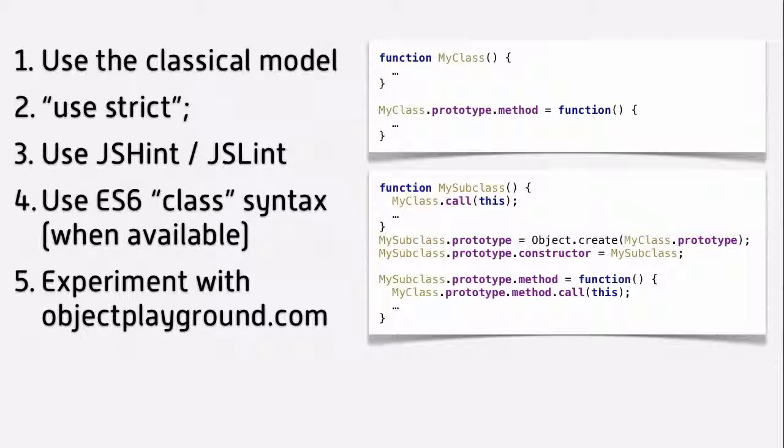And finally, experiment with Object Playground. I created that site specifically to be a way to learn more about object-oriented JavaScript. You'd be surprised what you can find out about it. For example, go ahead and see whether or not you need that constructor property. What happens when you take it out? Can you find any case where it's needed or any case where it's not needed?